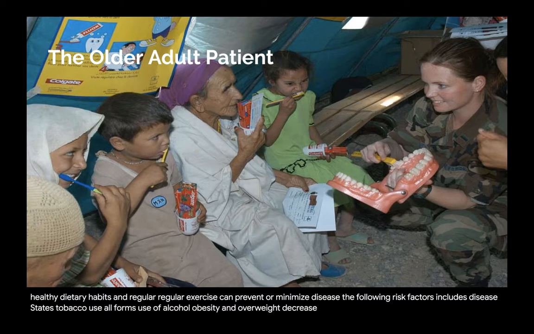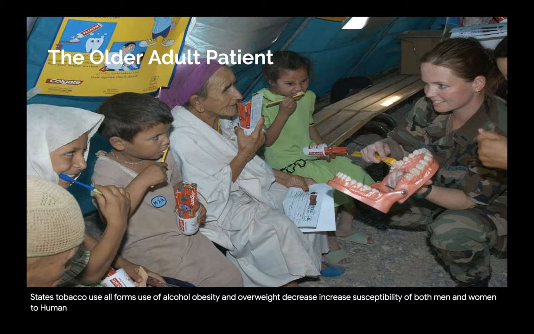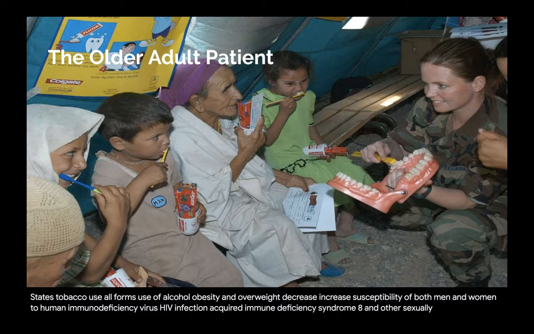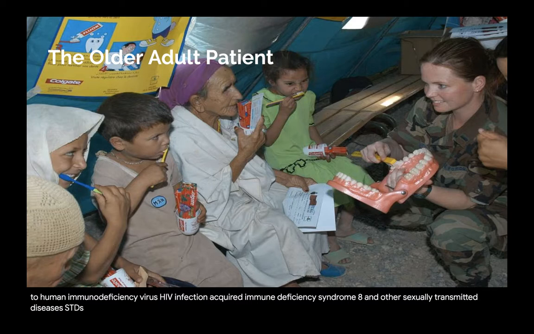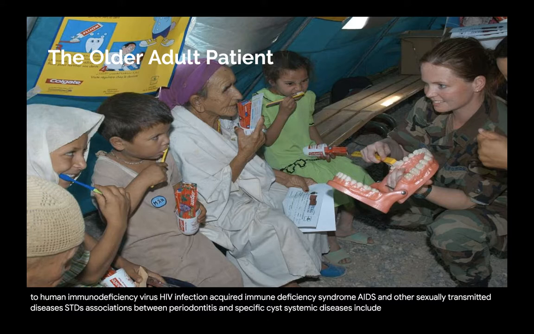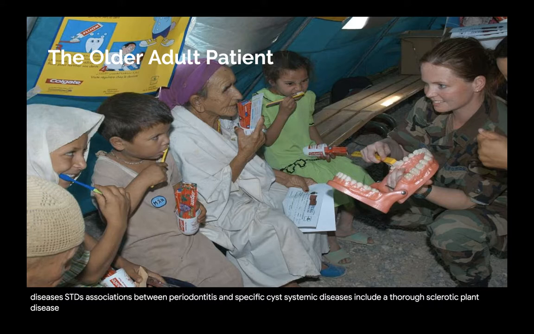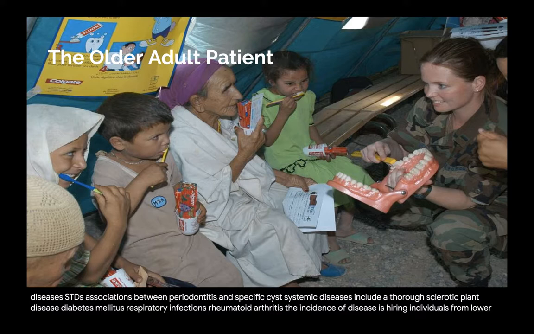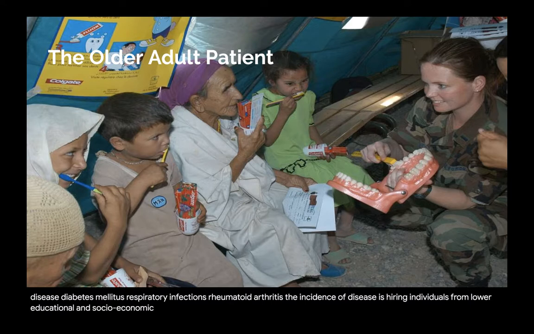Decreased immunological function in aging is a factor for increased susceptibility of both men and women to human immunodeficiency virus, HIV infection, acquired immune deficiency syndrome, AIDS, and other sexually transmitted diseases, STDs. Associations between periodontitis and specific systemic diseases include atherosclerotic disease, diabetes mellitus, respiratory infections, and rheumatoid arthritis. The incidence of disease is higher in individuals from lower educational and socioeconomic backgrounds.